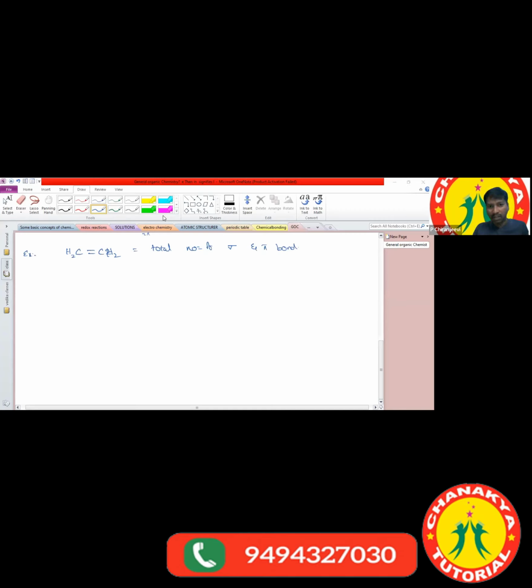Niharika is there, Samgita is there, Sriyuta is there, Javian is there. The total number of sigma and pi bonds in the given molecule? Sir, 5 sigma, 1 pi. Very good, Sriyuta. So 5 sigma bonds and 1 pi bond.